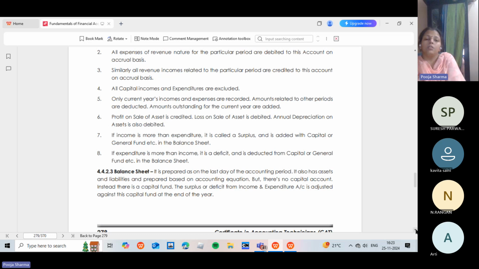What is the basic difference between the balance sheet of a trading and a non-trading concern? In a trading concern, we have a capital account, but in a non-trading concern or non-profit organization, instead of a capital account, we have a capital fund. If there is a surplus, it will be added. If there is a deficiency, it will be deducted or adjusted, as you can see.